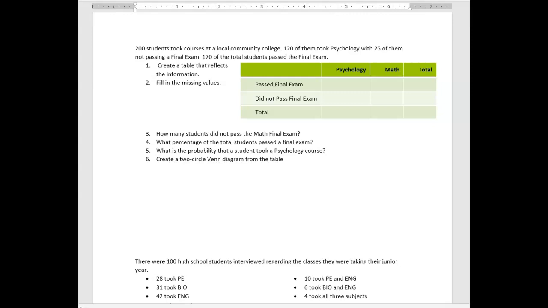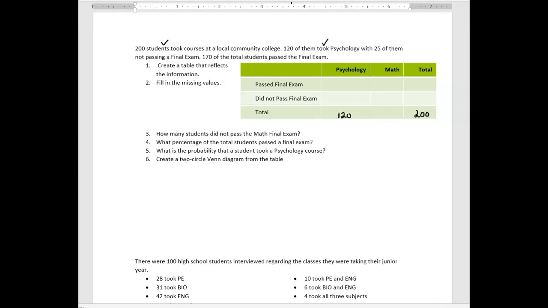We have 200 students that took courses at a community college. So that's our total. I'm going to put in our 200. So we took care of this piece. 120 of them took psychology. So here's our psychology part.